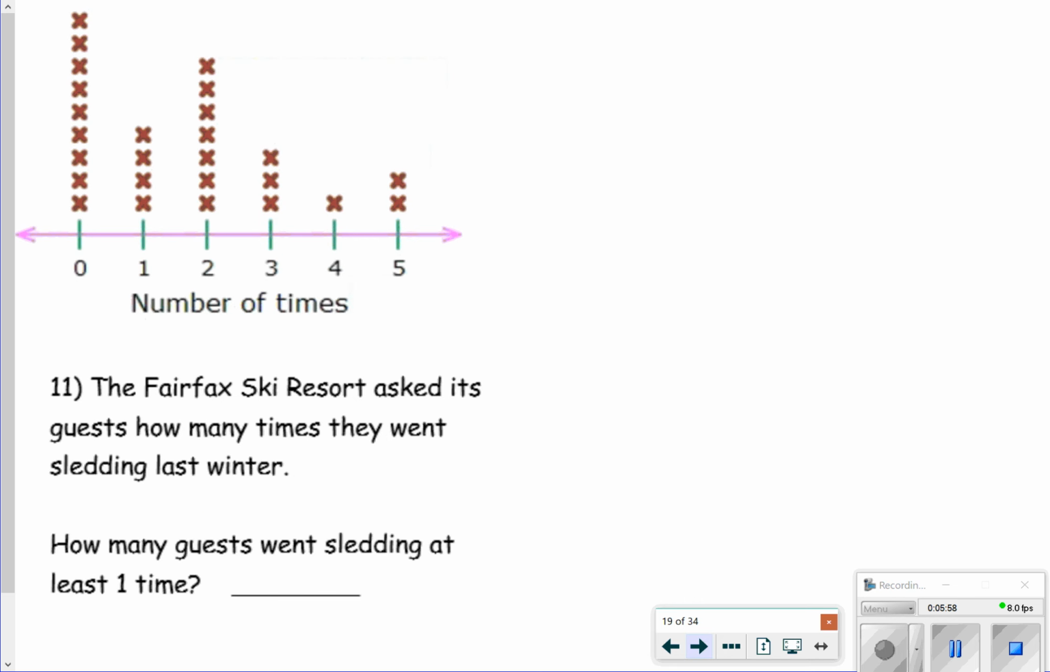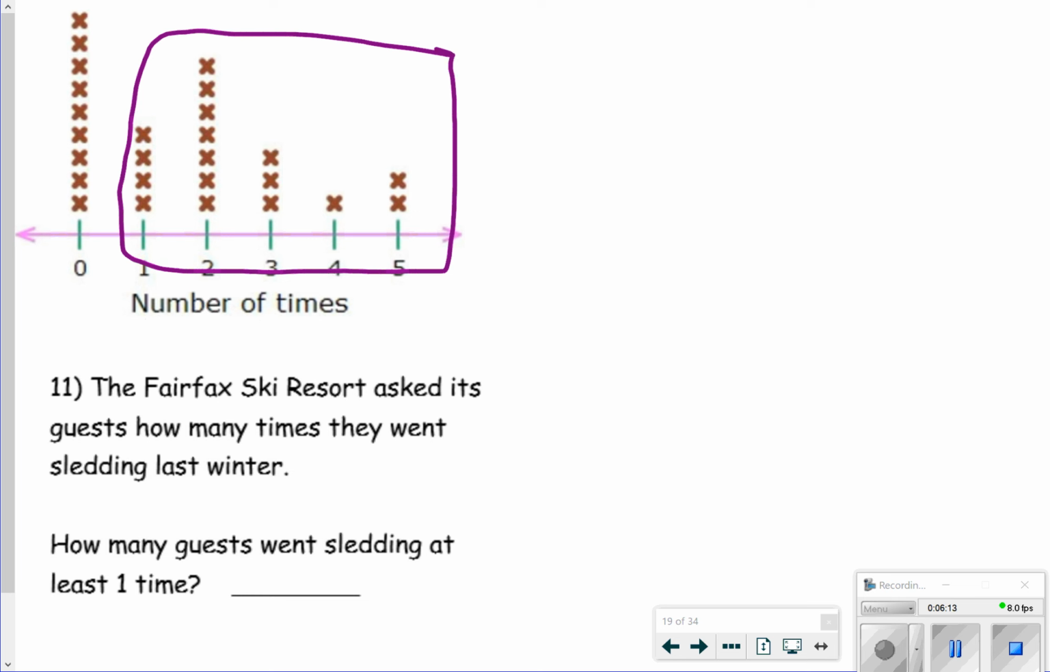For number 11, we're looking at a frequency chart, or some of you like to call this a dot plot. Either way, we are trying to figure out how many guests went sledding at least one time. So you're just focusing on this portion of the data. At least one time would mean 1 or higher. And if you counted all these frequencies, you should get 17 guests.